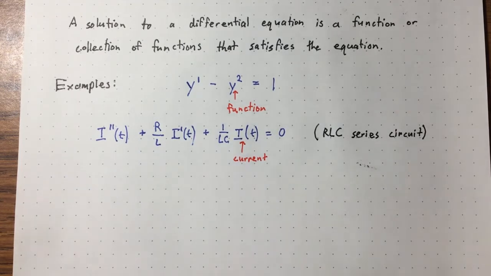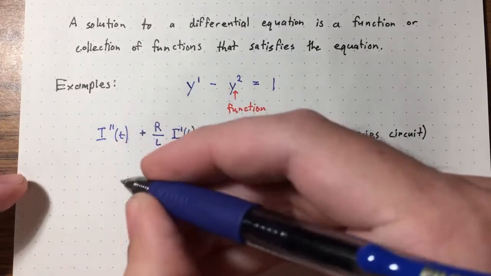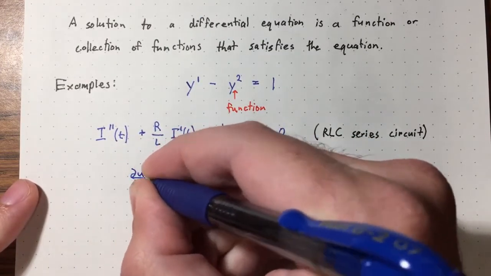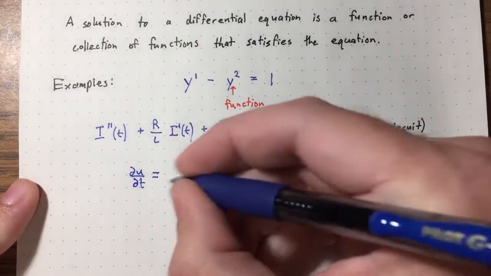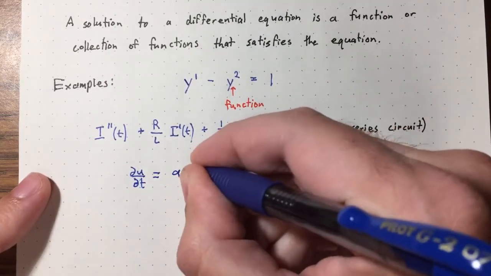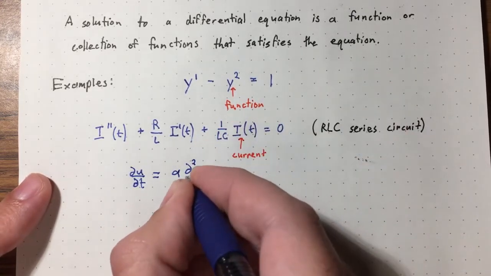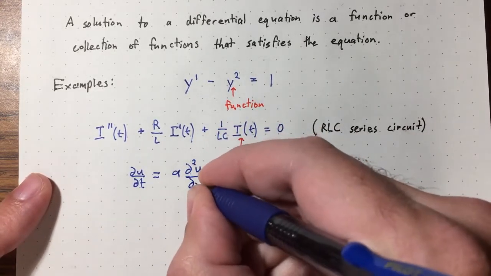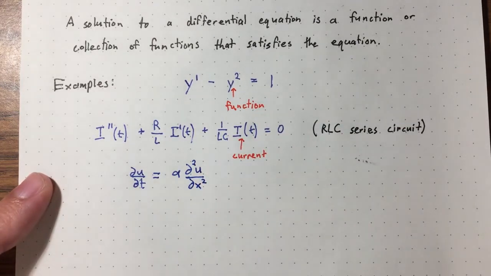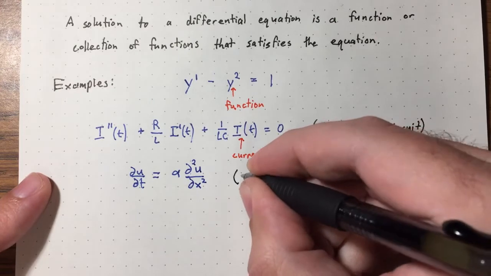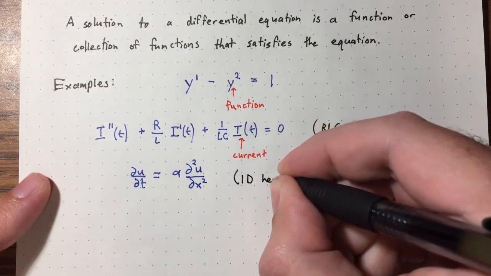Okay, let me give you an example of a differential equation that we will not solve in this course. This one is the partial derivative of u with respect to t equals alpha, a constant, times the second partial derivative of u with respect to x. And this is a famous differential equation. This is called the heat equation. This is a one-dimensional heat equation.